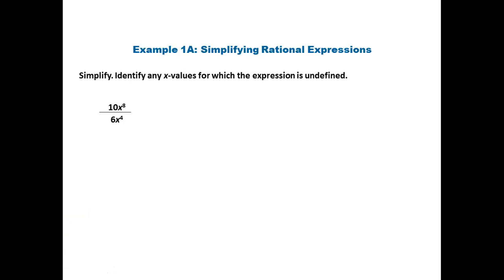First up, we want to simplify this expression and then identify any x values for which the expression is undefined. So let's simplify first. Let's look at the numbers first. 10 over 6 is the same thing as 5/3. Then the x to the 8th over x to the 4th. The 4 on the bottom cancels out 4 on the top, so we're left with x to the 4th.